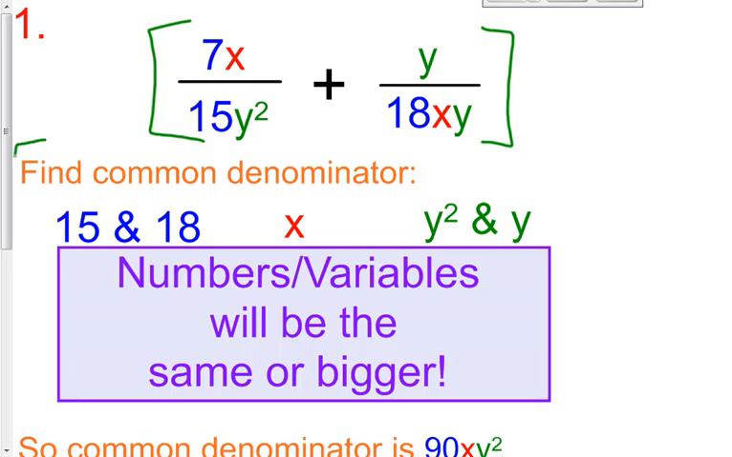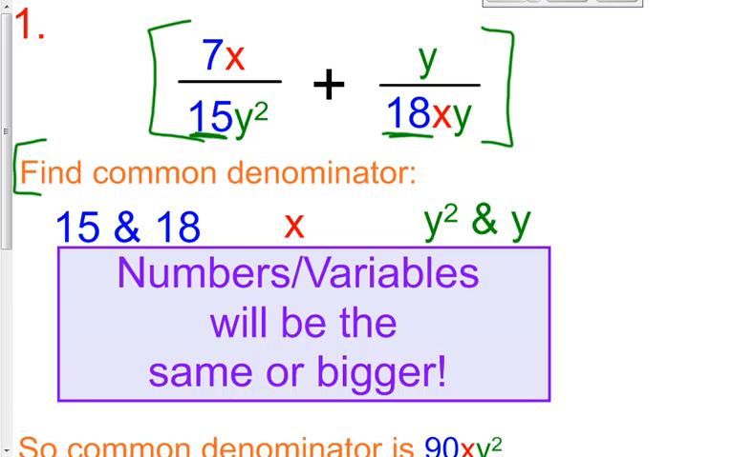Here's how you find the common denominator. Obviously you're only looking at the denominators. First you're looking at the numbers. This is what you're going to do, same thing you did back in elementary school. For 15 and 18, you have to find the least common multiple. So what number do both 15 and 18 go into?